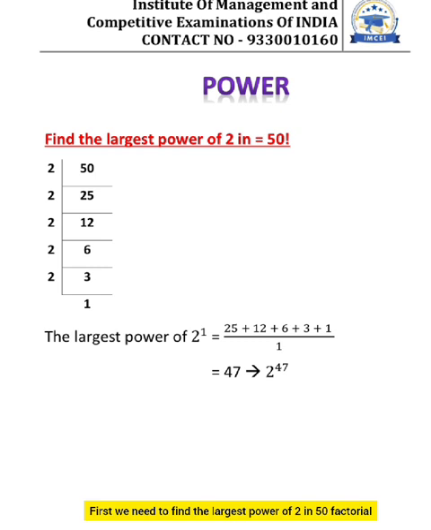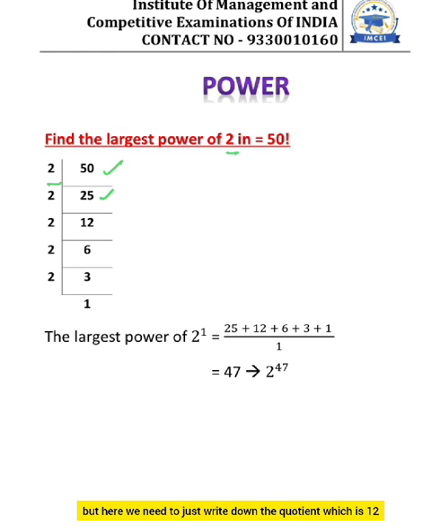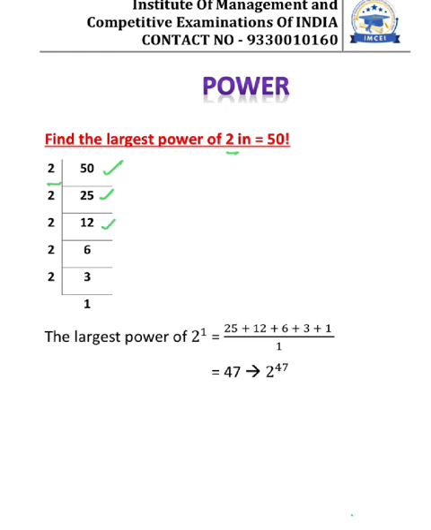First, we need to find the largest power of 2 in 50 factorial. For that, we need to divide 50 by 2 and write down all the quotients. It may not be divisible by 2. For example, here 25 is not divisible by 2, but we just need to write down the quotient, which is 12. After that, we need to add all these values and divide by the power of 2, which is 1 here. So the maximum power of 2 to the power 1 is 47.